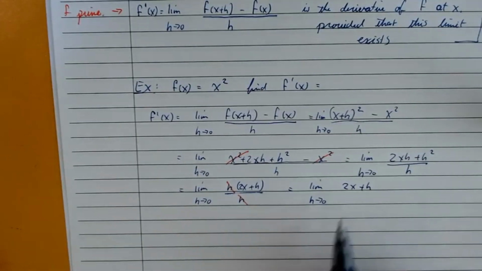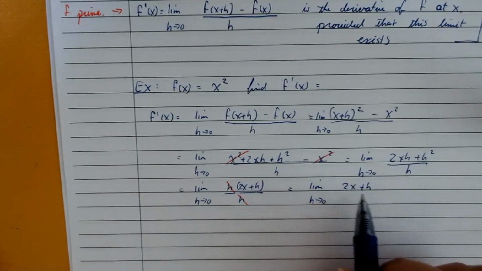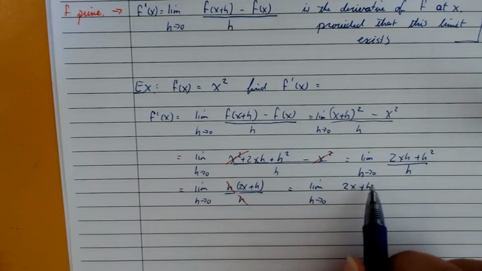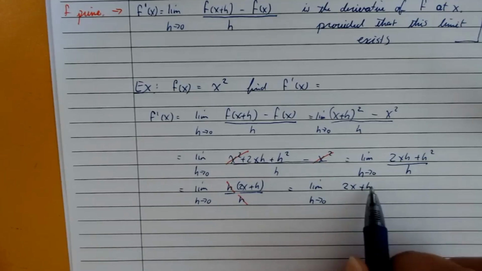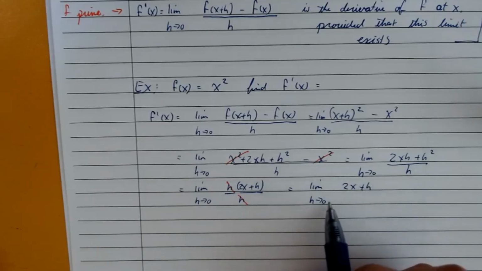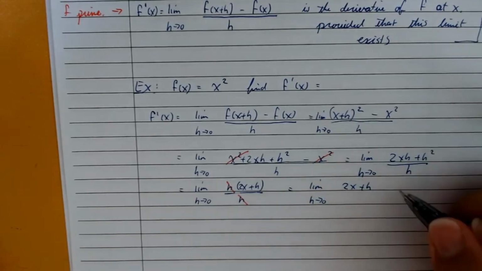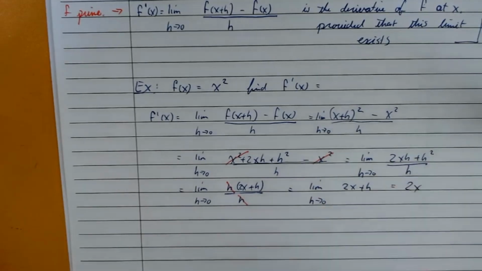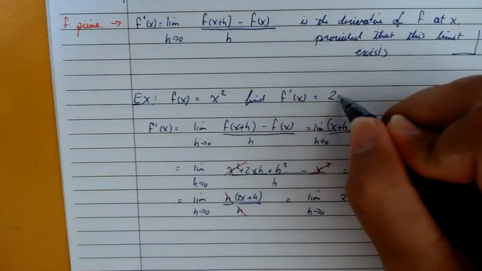But now, as h approaches 0, there's no h here, so nothing happens to the 2x. It just stays 2x. And h, well, when you take the limit as h approaches 0 of h, notice that's a polynomial. h, that's like saying h to the first power. You just plug that number right in. So that h is going to be replaced by a 0. So you're left with 2x plus 0, which is just 2x. That's the derivative. The derivative of x squared is double x.